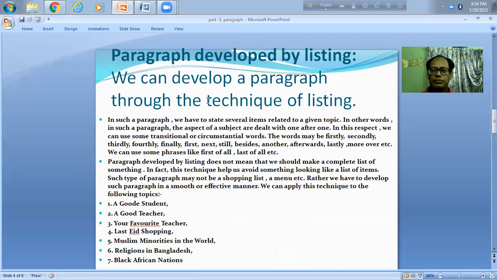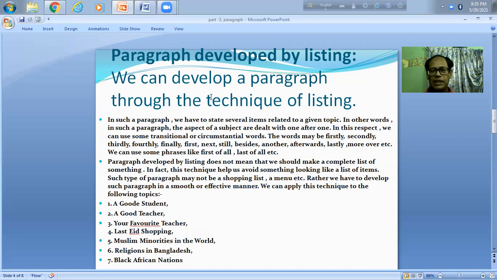Now, if you focus on a paragraph developed by listing, what kind of paragraph can that be? What is listing? Listing means we have already discussed: at first or firstly, secondly, thirdly, finally, like that, or afterwards, lastly, moreover, etc.